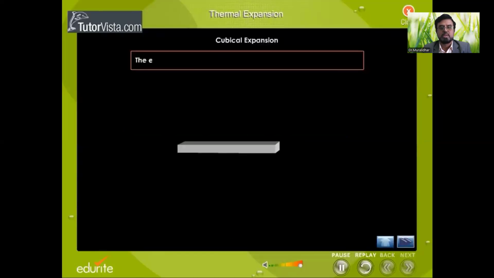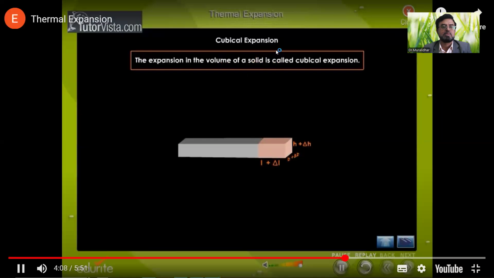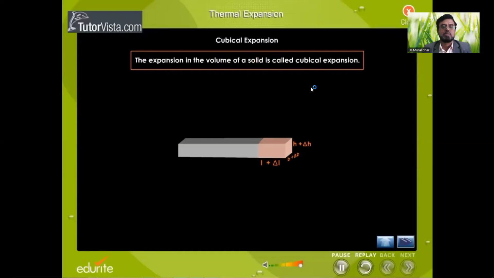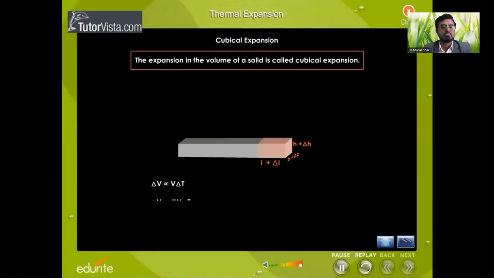Cubical expansion. The expansion in the volume of a solid is called cubical expansion. Let V be the initial volume of a solid and delta V its expansion due to a temperature change delta T. Then the increase in volume delta V is directly proportional to V into delta T. Therefore delta V is equal to gamma into V into delta T, where gamma is called the coefficient of cubical expansion. The unit of coefficient of cubical expansion is per degree Celsius or per Kelvin. Gases and liquids also expand on heating like solids, but water behaves in a different way.